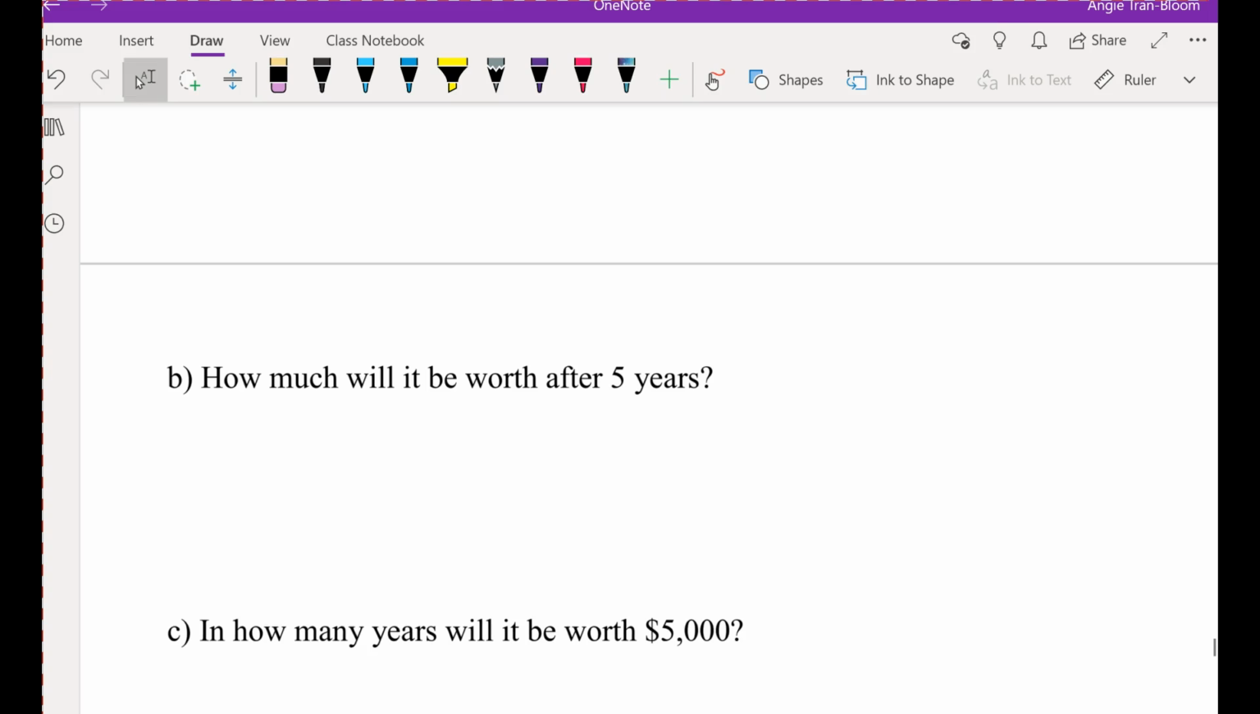Jasmine, can you read me part B? How much will it be worth after 5 years? Are you looking for time or money? Money. All right. You already have the equation. What is our T? 5. So we're looking for V of 5 years equals, what do we write down on the right?